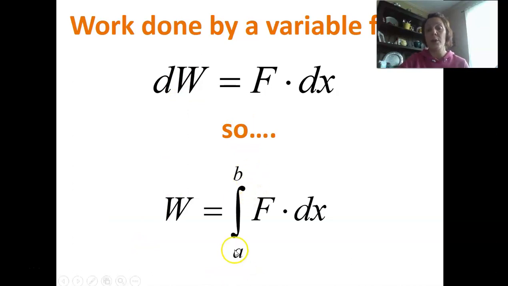Now again, this might not always go from 0 like the problem we did. If we're stretching a spring from a length of 4 to 10, this would be 4 to 10. So it's not necessarily starting at 0. 0 would be the natural length of the spring. The displacement is the amount that it is stretched or the amount that it is compressed. This is your general formula for work. For springs, we're going to replace this F with a Kx.